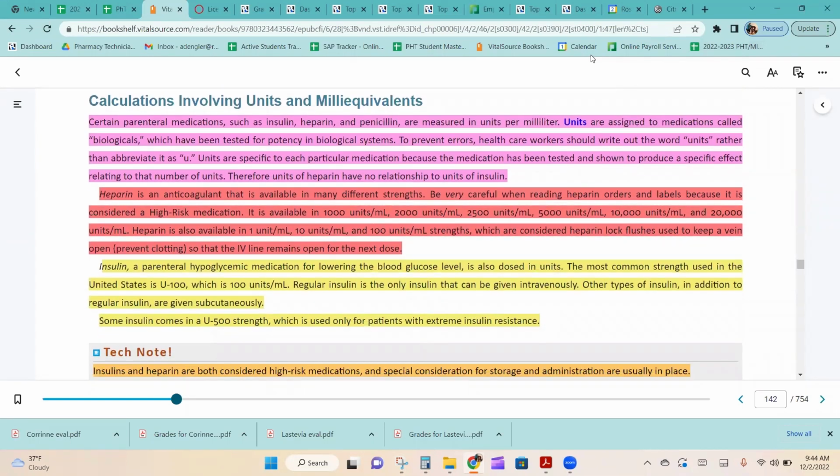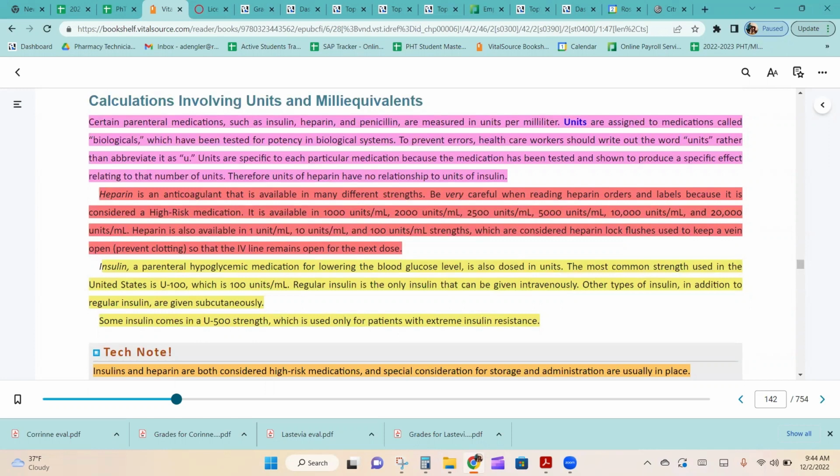Certain parenteral medications such as insulin, heparin, and penicillin are measured in units per milliliter. Units are assigned to medications called biologicals, which have been tested for potency in biological systems. To prevent errors, healthcare workers should write out the word units rather than abbreviate it as U. And that one's really important because that U can be misconstrued as so many different things, and we can give the patient the wrong dose.